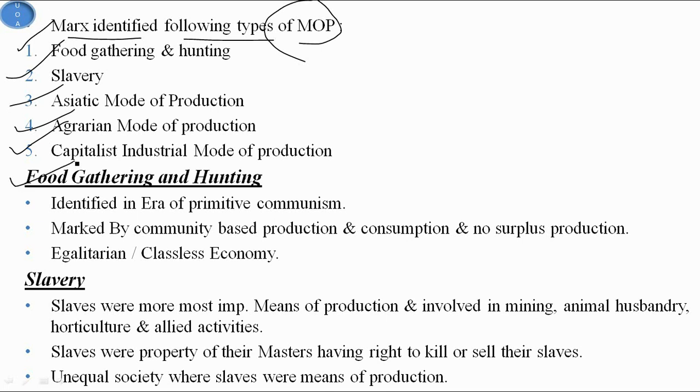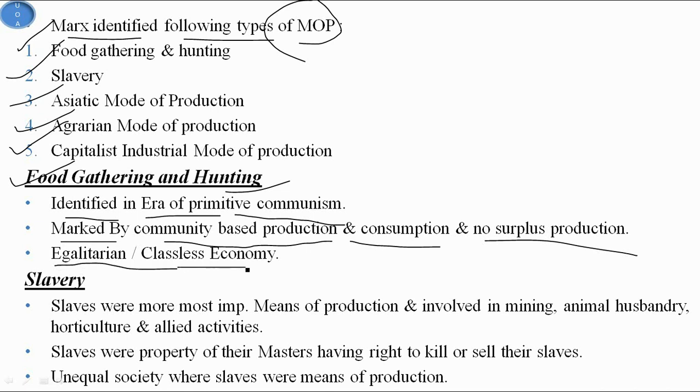The first one is food gathering and hunting. He identified this in the era of primitive communism. Here it is marked by community based production and consumption. There is no surplus production because machinery and technology were not with them at that time. As there is no surplus production, there is no conflict between them, so the society will be a classless economy or egalitarian, which means all are equal.